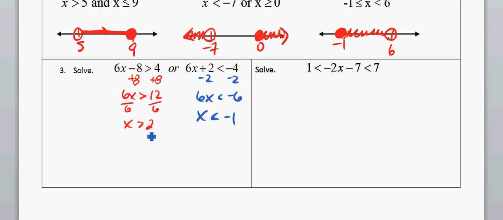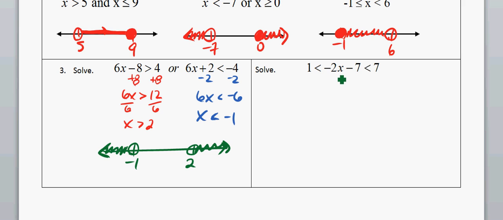So when we graph this on our number line, we put our smaller number to the left, our larger number to the right, and we want values x greater than 2, and our numbers x less than -1, and so there's our solution.